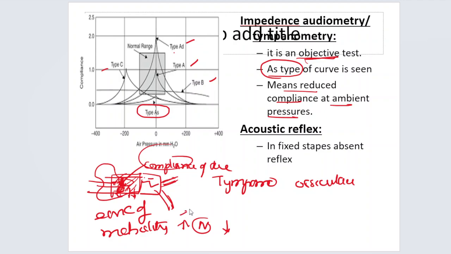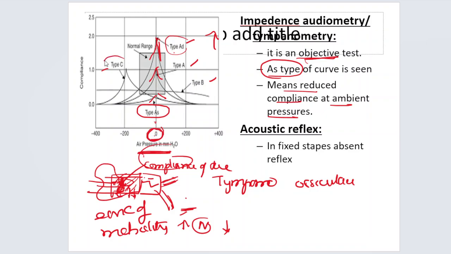High compliance means it is moving very easily, which means there is dislocation, AD type. So the compliance is increased here. As you can see, it is the tallest kind of curve. A type is normal and AS is reduced compliance. So you're not doing anything to the pressure in the external auditory canal, the air pressure in millimeters of water is written, right? You're not either decreasing it nor increasing it.